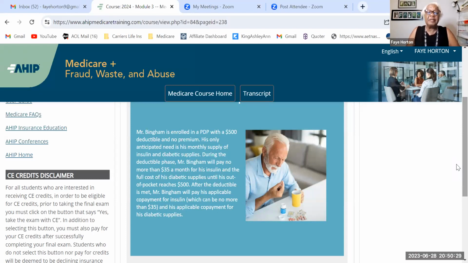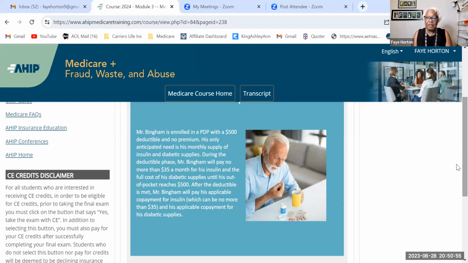After the deductible is met, Mr. Bingham will pay his applicable copayment for insulin, which can be no more than $35, and his applicable copay for his diabetic supplies. Now, most of the plans will offer the diabetic supplies at no out-of-pocket cost for the individual.